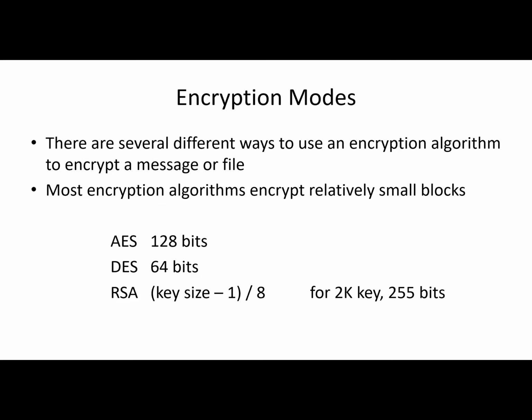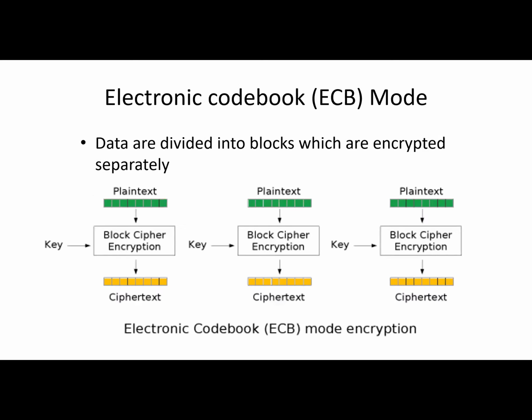Most of these algorithms use blocks of data. AES uses a 128-bit block of data. That's 16 bytes. DES uses 8 bytes. RSA depends on the keys, on how big the key is, but you can get to 255 bits, which is a whole bunch of bits.